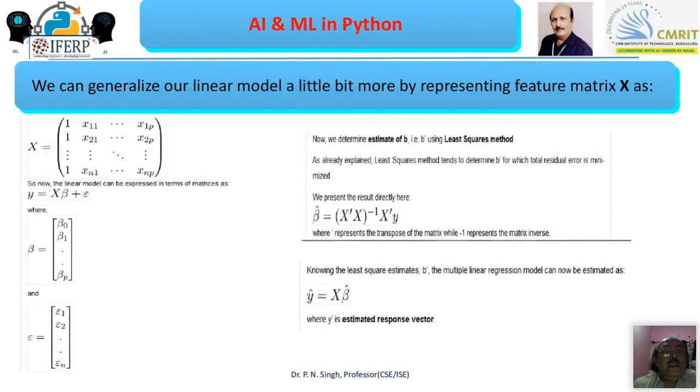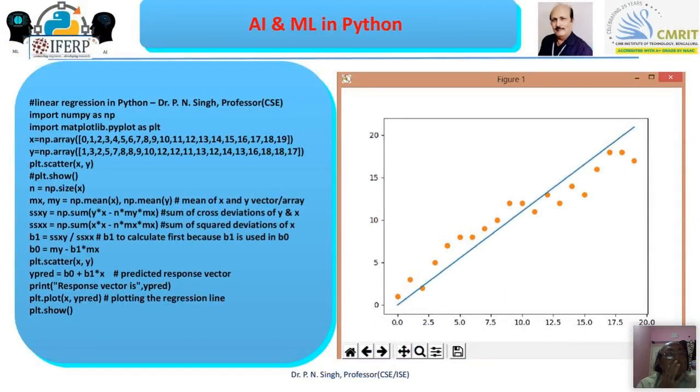Again, it is given: generalize our linear model a little bit more for a feature matrix vector. Directly I'm coming here, so I have taken linear regression in Python. Taking those values, the whole program is given in one place. First we are drawing the scatter chart, where you show different dots. I'm not saying that first we'll have to do more things, so I have made it a comment.